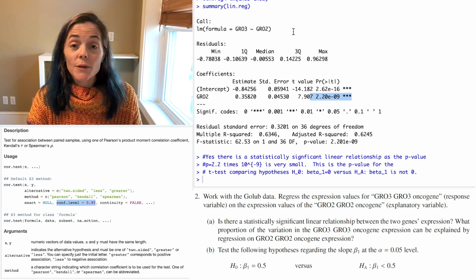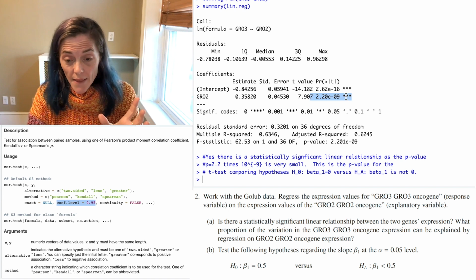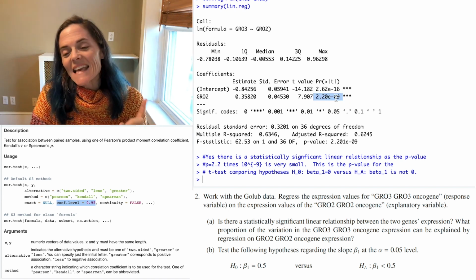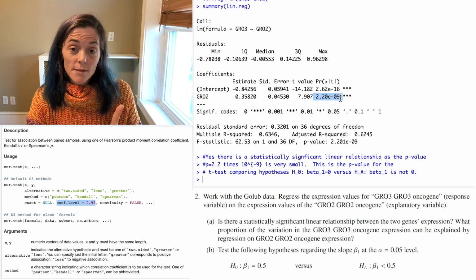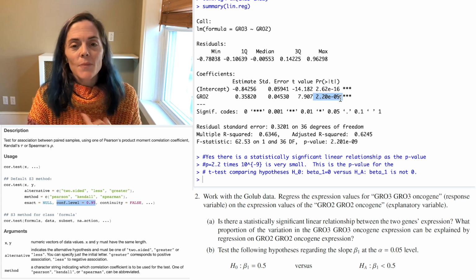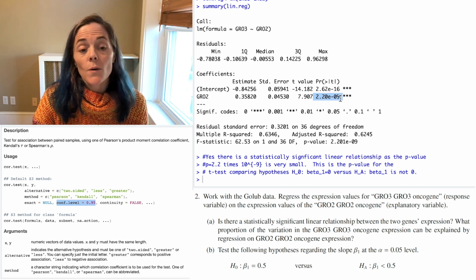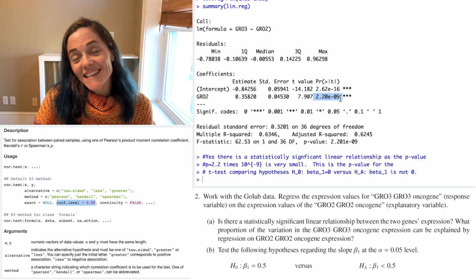This is not included in the summary. This p-value is testing beta 1 equals 0 versus beta 1 is not equal to 0. And that is a different t-test.